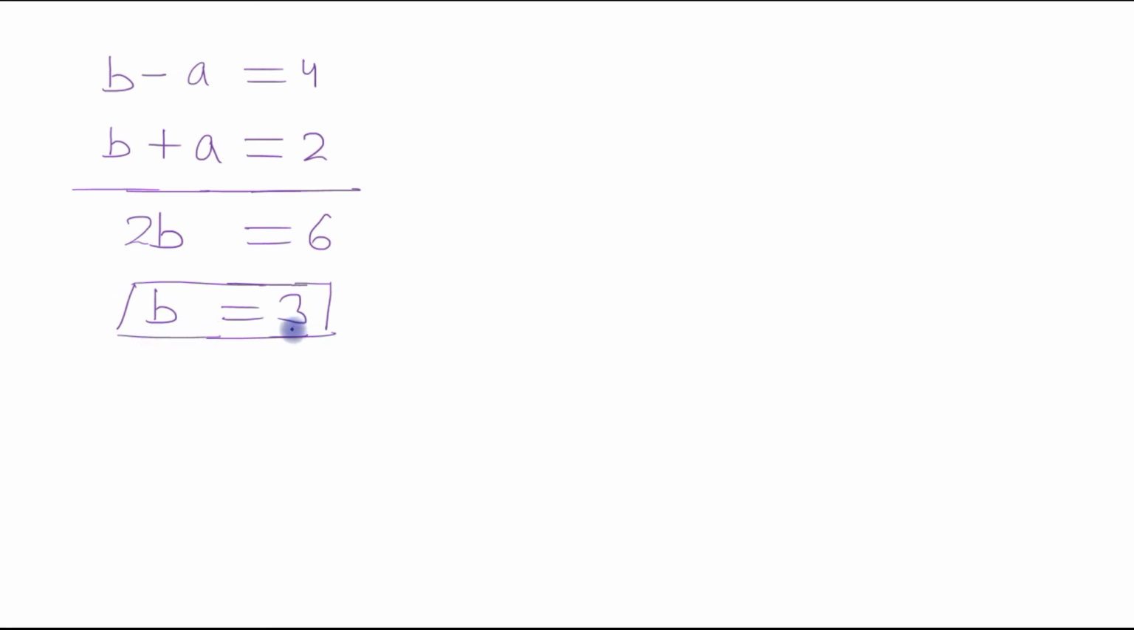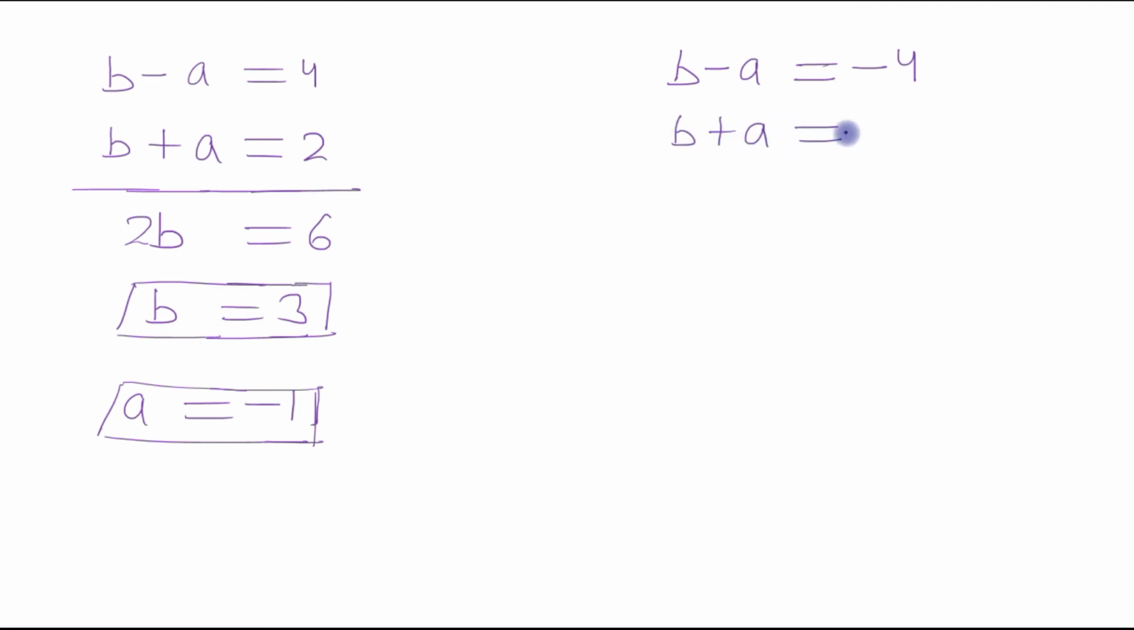Putting b equals 3 in any of these equations, we will get a equals minus 1. Okay. Now let's consider the second case, that if b minus a equals minus 4 and the first equation is b plus a equals 2, again we will solve these two equations.